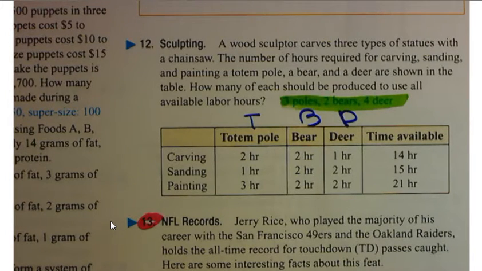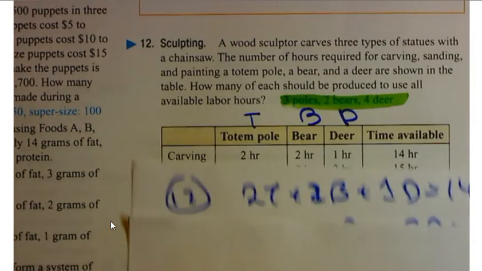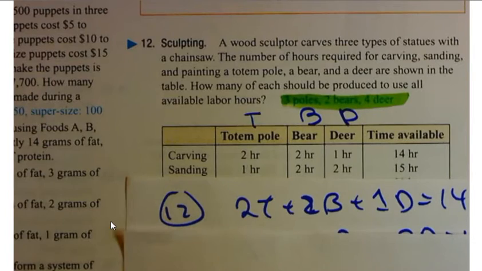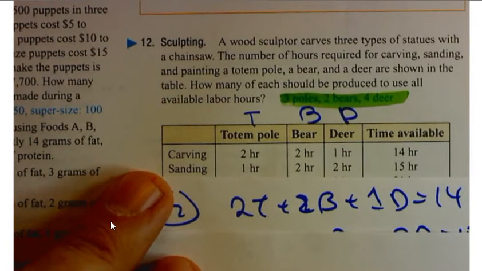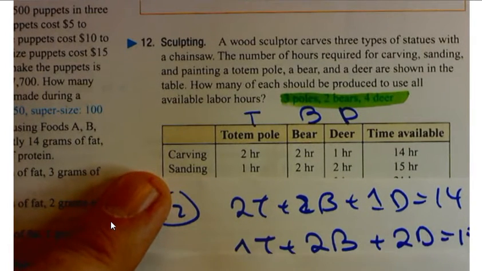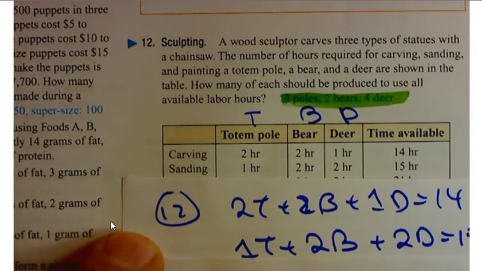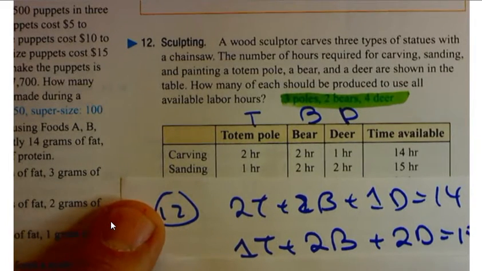Okay. So the final answer, and you can solve this at home, 2, 3, 2, and 4 for T, B, and D. So if you wanted to solve that one at home, that's great. That would be your solution.